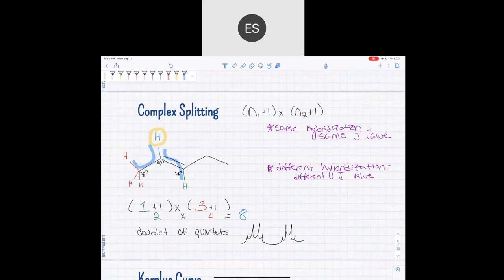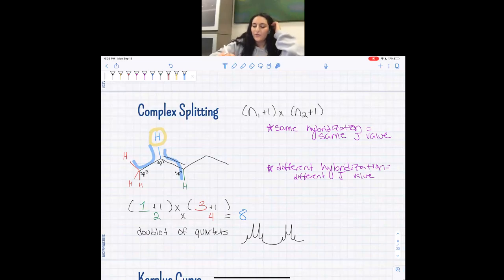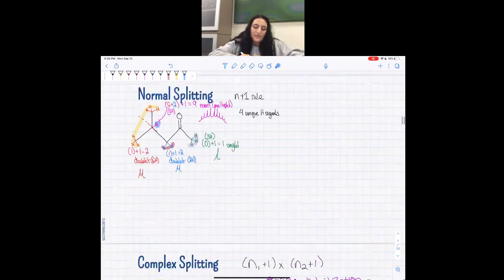Rosemary, how do we know when to do complex splitting and when to do normal splitting? Okay, so the way we know complex versus normal is based on hybridization. Well, the most correct answer is based on J value. If it has the same J value, it's normal splitting. If it has a different J value, it's complex splitting. And the way we know J values is based on hybridization, right? So up here, this red one and this blue one had the same hybridization as this pink one. So when we found the splitting for this pink one, all of these had the same J value.